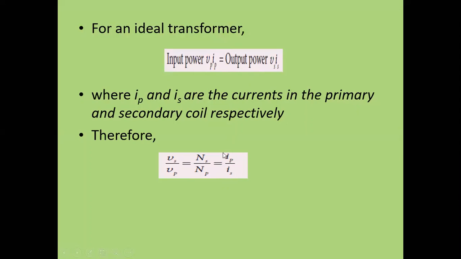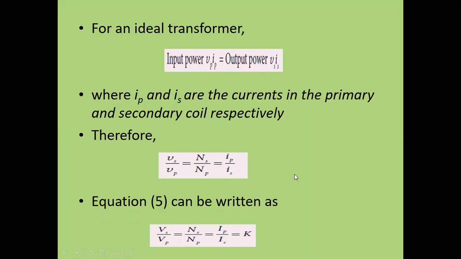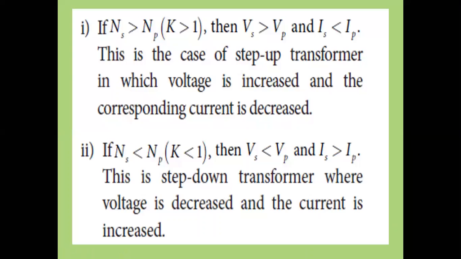Here you can see only the current is inverse. Voltage and number of turns are the same ratio. Current is opposite. So this can be written as K, and this can also be written as K. That is nothing but the transformer ratio.